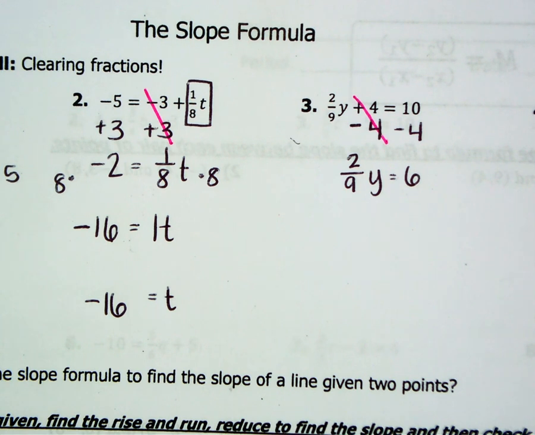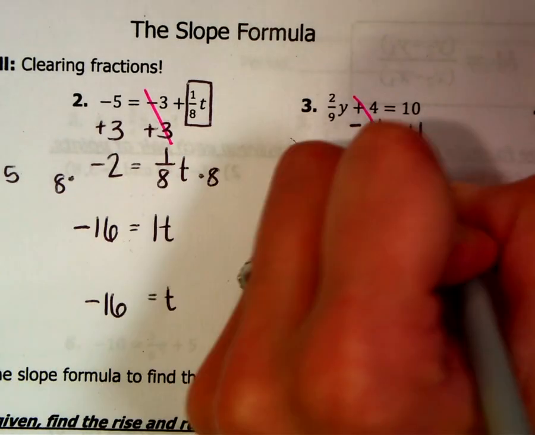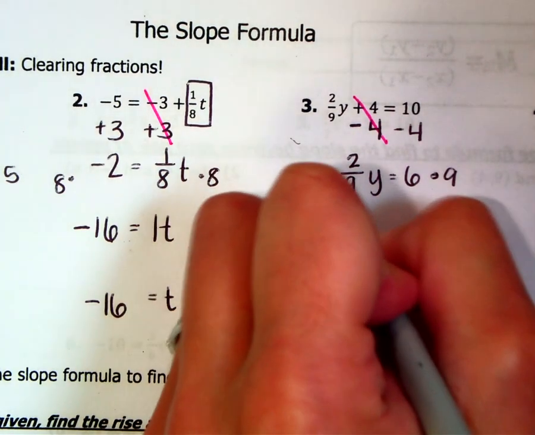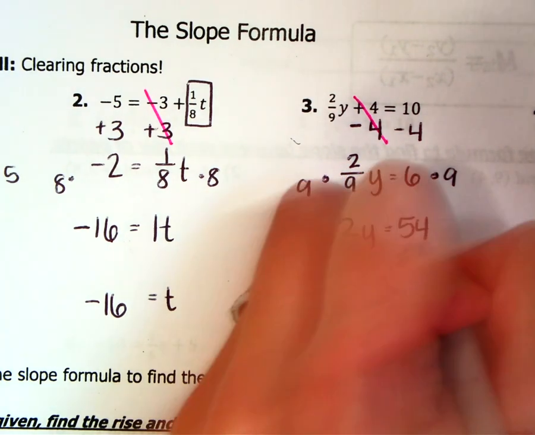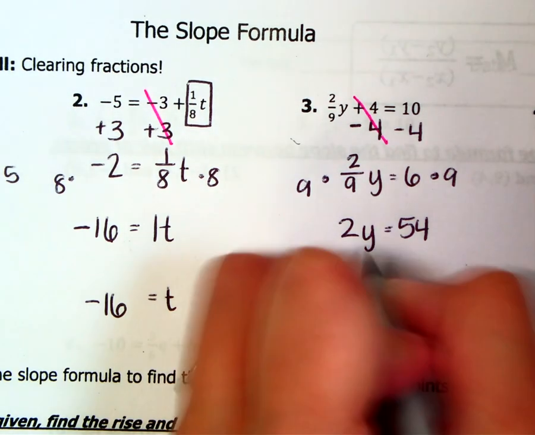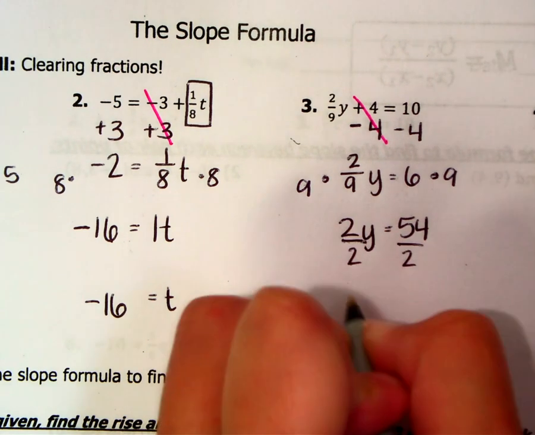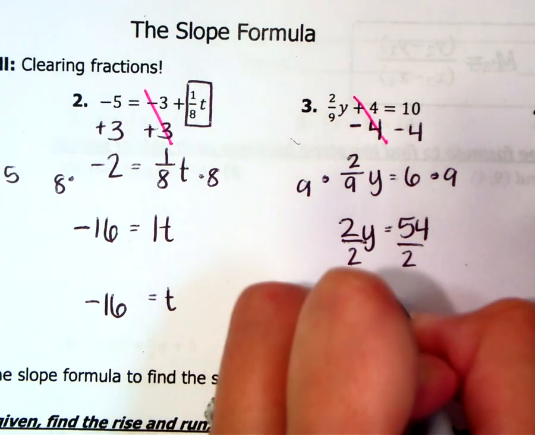So I've got a fraction, that's a fancy way of division. I undo division with multiplication. What am I going to multiply by? 9. 9 times 6 is 54. And then what is my final step? Divide both sides by 2. So number 3, y equals?